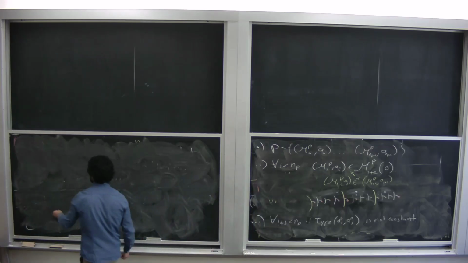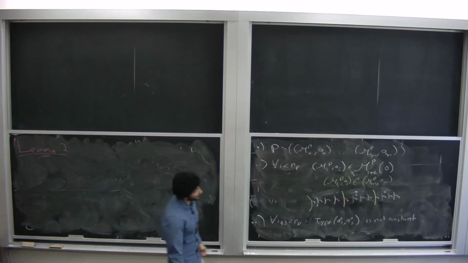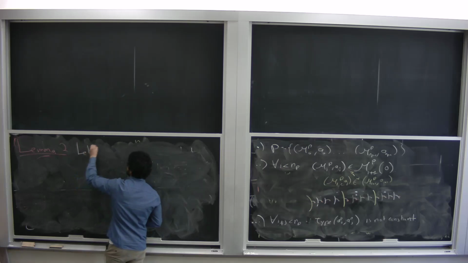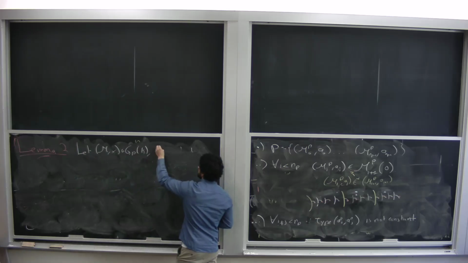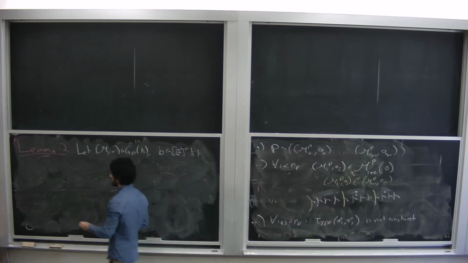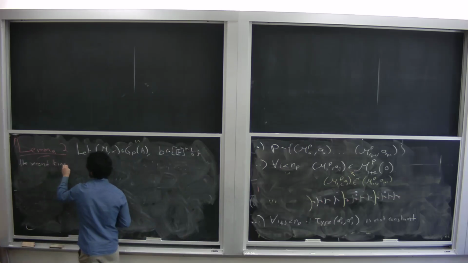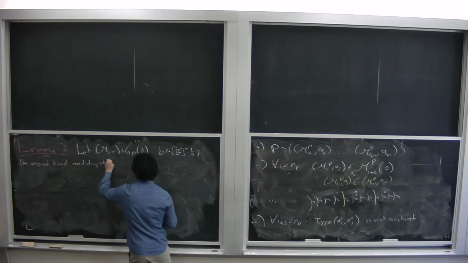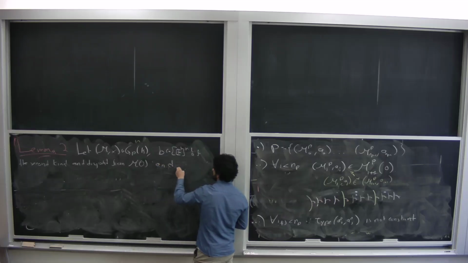So the next lemma is: let (M, X) be a good pair, B in e to the n of the second kind, and disjoint from M0 and D as before.